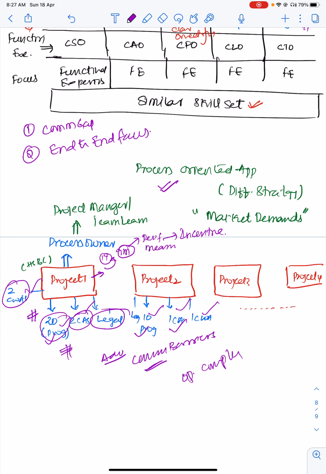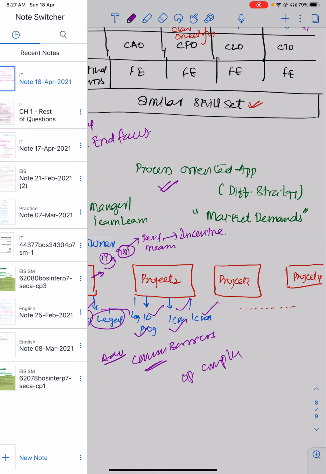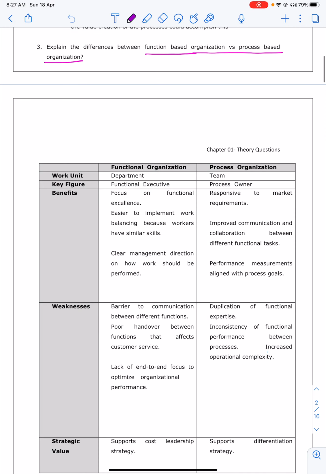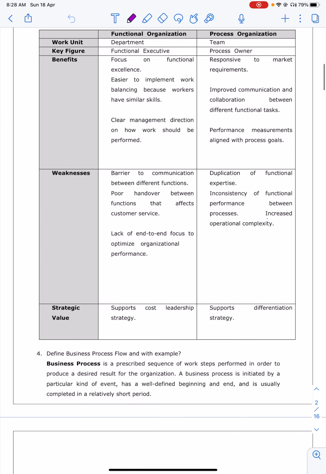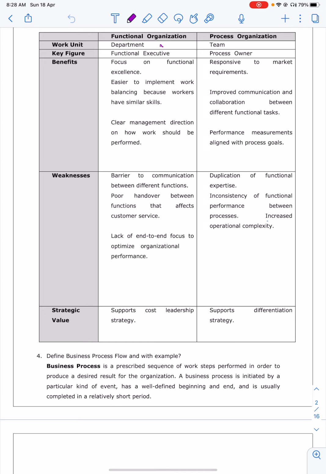So these are the two types of strategies we have. What are the two strategies? Function based organization versus process based organization. Now in function based organization, we have departments, I told you. In process based organization, we have teams. Key figures: functional executive here, process owners here, which I call project manager or team lead. So what are the benefits? It focuses on functional excellence, and all people will have a similar skill set. They work under clear management direction, which I already told you.